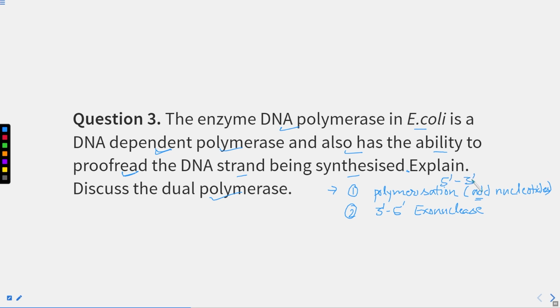Whereas the proofreading or exonuclease activity is from 3' to 5'. So DNA polymerase has both of these activities. You have to explain and discuss these dual properties. Now, DNA polymerase in bacteria is of three types: DNA polymerase 1, DNA polymerase 2, and DNA polymerase 3.